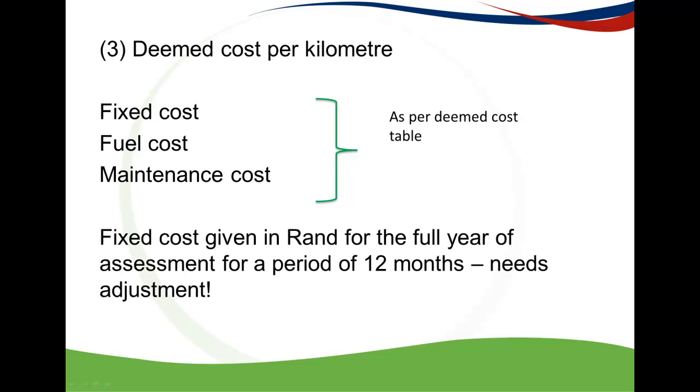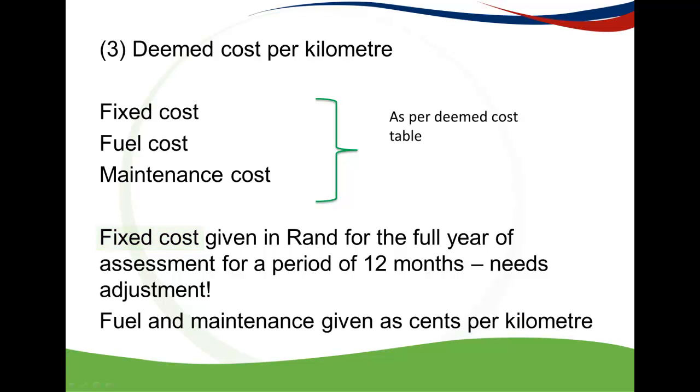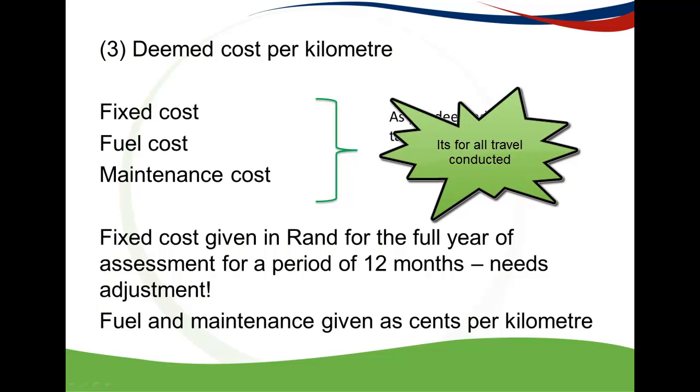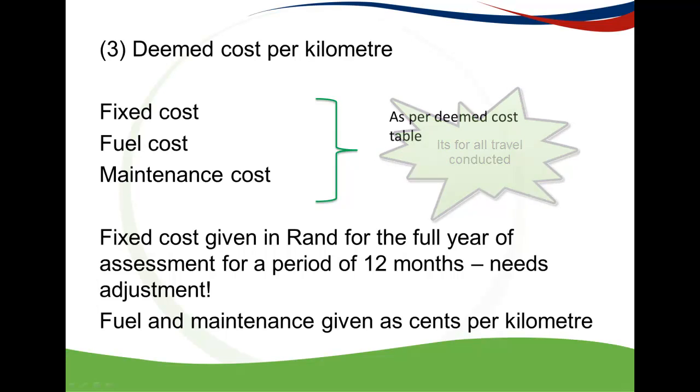Now the fixed cost is given in Rand for the full year of assessment for a period of 12 months. So we need to go and adjust this because your fuel cost and maintenance cost is given to you as cents per kilometer. So you have to go adjust the fixed cost to add it to the fuel and maintenance. You can't add the fixed cost to the fuel and maintenance cost because the fixed cost is for a full year and is for all travel for a period of 12 months.